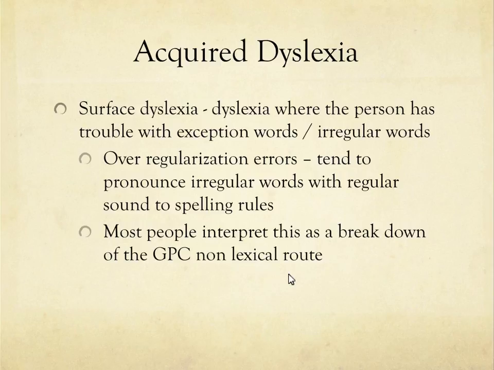So surface dyslexia is where a person has trouble with exception and irregular words. And so they will try to pronounce them as regular words. So have would be pronounced to rhyme with cave. So we over-regularize errors. We pronounce those irregular words with regular sound and spelling rules. And that is a breakdown of the lexical route, leaving the GPC, non-lexical route. Okay? So we're trying to pronounce everything as regular because we don't have any other options. So the way you have to think about surface dyslexia is like it's a problem with irregular words.